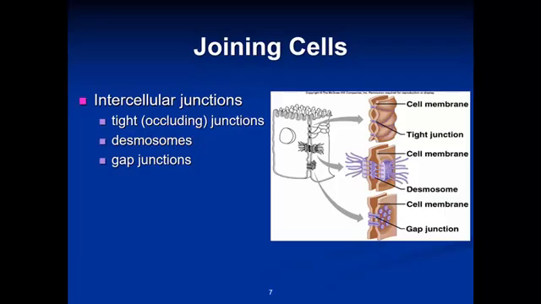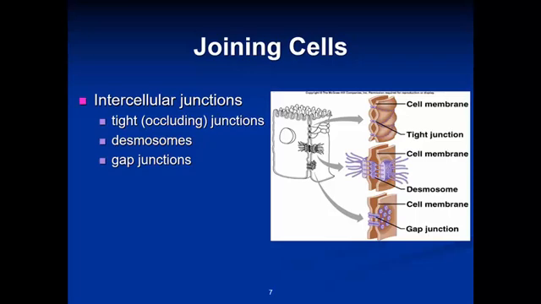Desmosomes are like spot welds between cells. They reinforce the structure, but they don't prevent things from moving between. So it would be like you holding hands with somebody. You're connected, but somebody could go, or something could go over or under your arms.